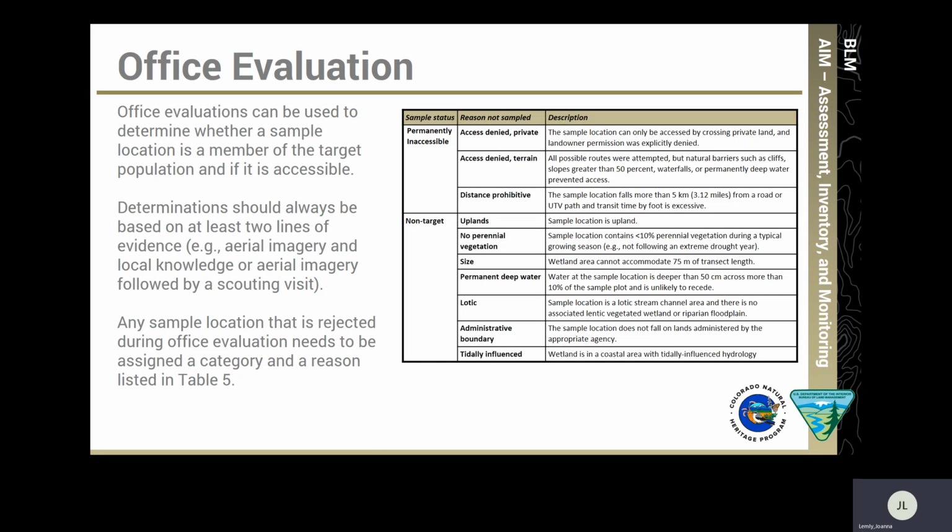Reasons that a site would be considered non-target include upland vegetation at and within 50 meters of the sample location, a lack of perennial vegetation, a riparian or wetland area that does not accommodate 3 25-meter transects, permanent deep water at and surrounding the sample location, riparian vegetation that is only lotic in character, meaning a thin band of vegetation on the immediate banks of a river or stream, land administered by the wrong agency, and for the time being, wetlands influenced by tidal waters.